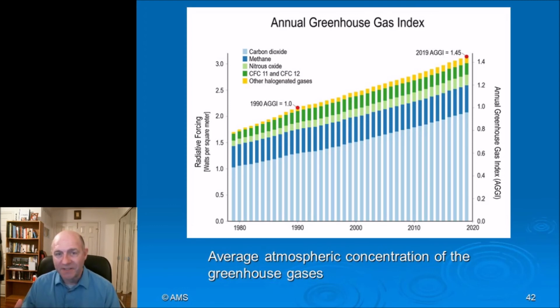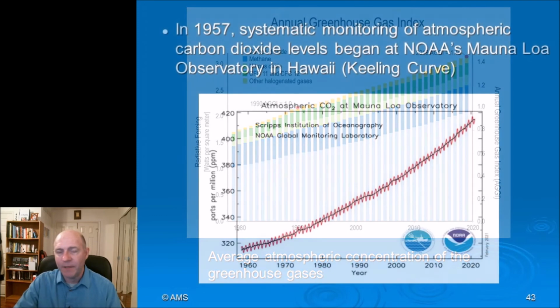Things like nitrous oxides, things like methane tend to work their way out of the atmosphere more naturally, more quickly than CO2. Carbon takes a long time to get out of the sky.